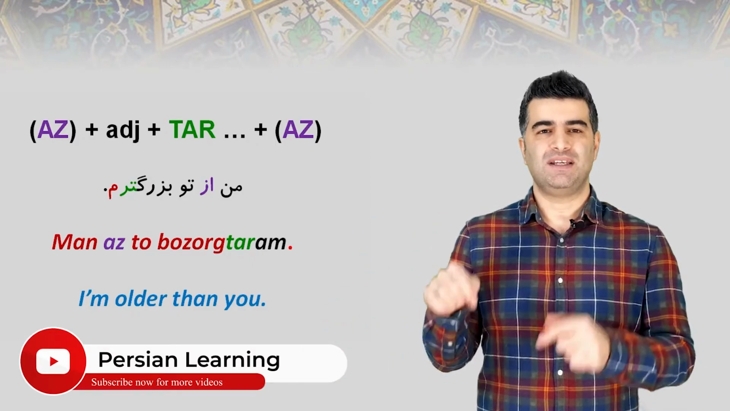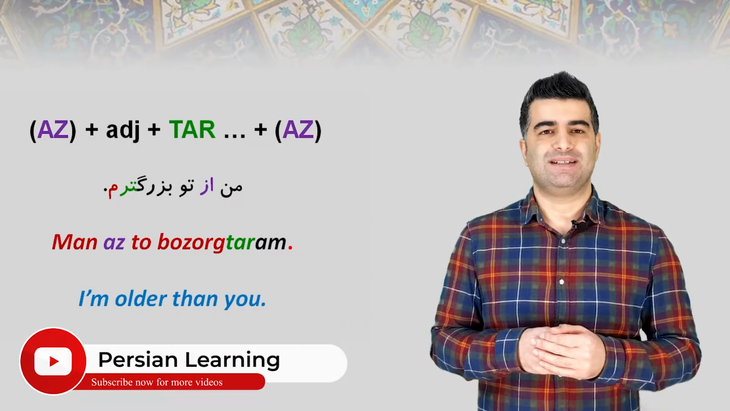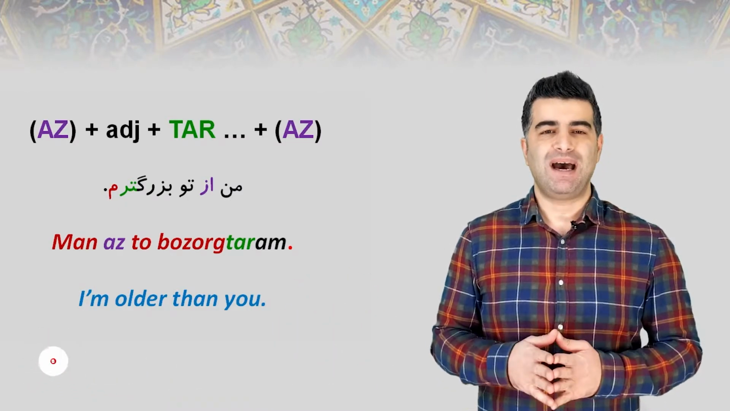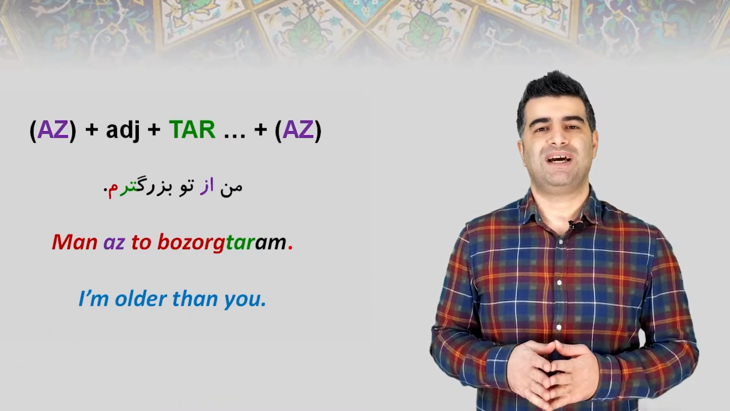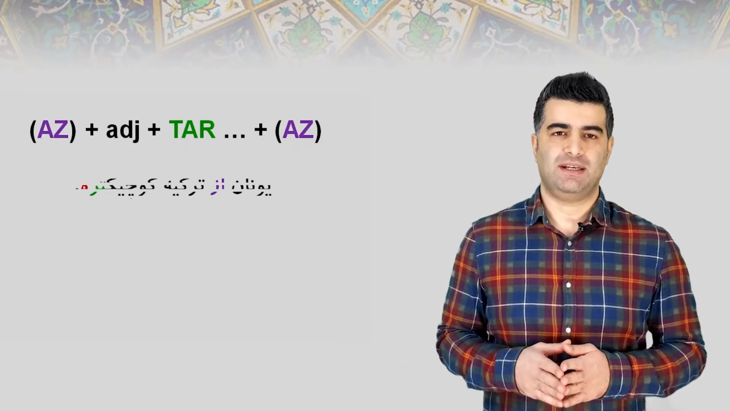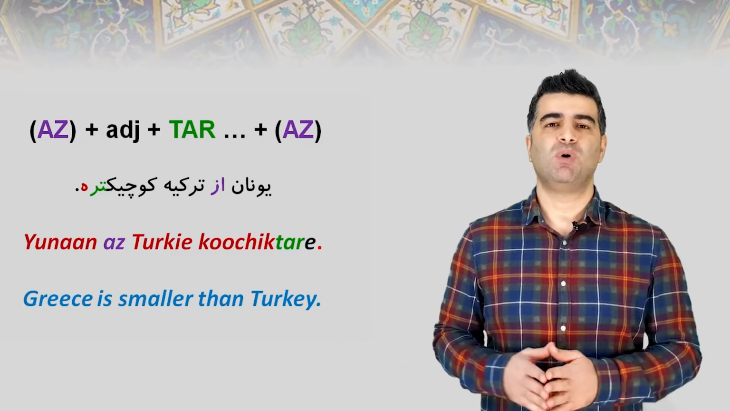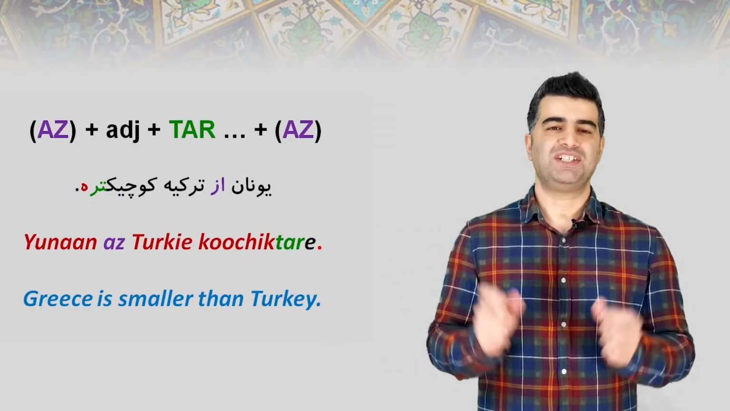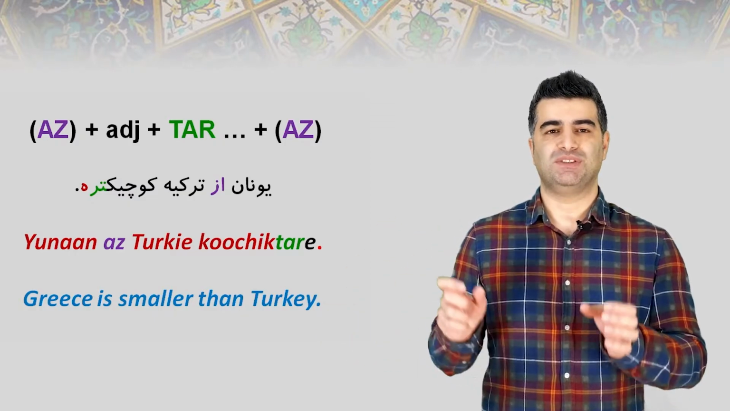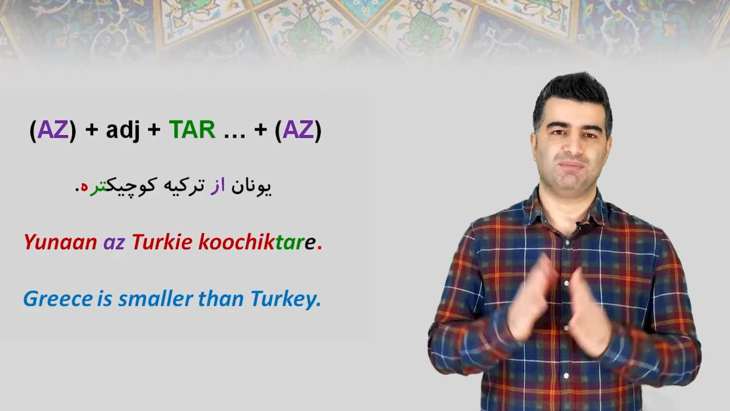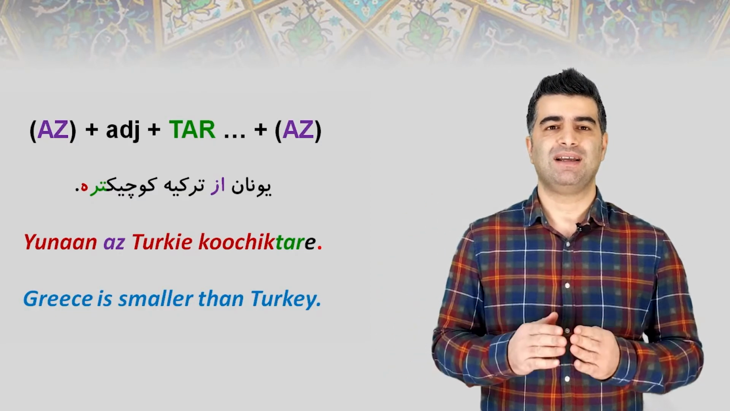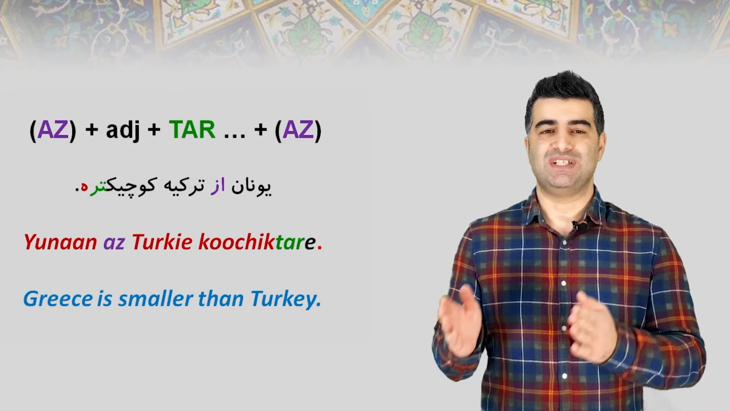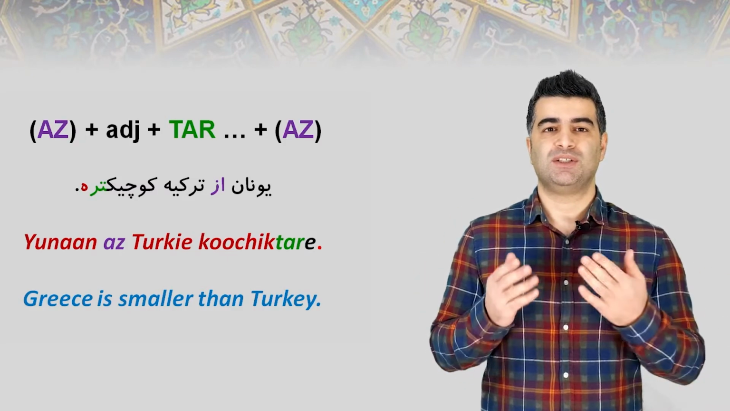Then we have I'm older than you. This than in Farsi is az. So the sentence would be man az to bozorgtaram. Let's see another example. Greece is smaller than Turkey. Greece is Yunan. The adjective that we have is small, which means kuchik. Then we make it comparative, kuchiktar. Then we have than, which is az, and Turkey is Turkiye.